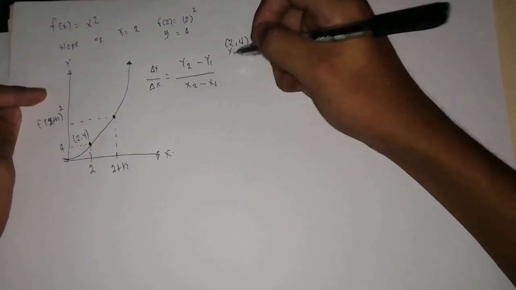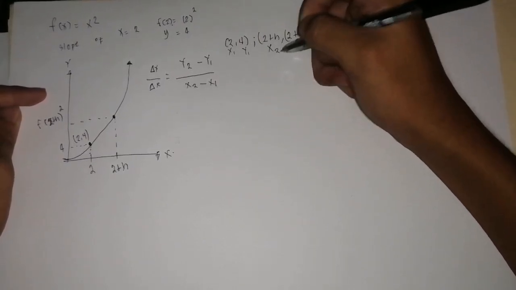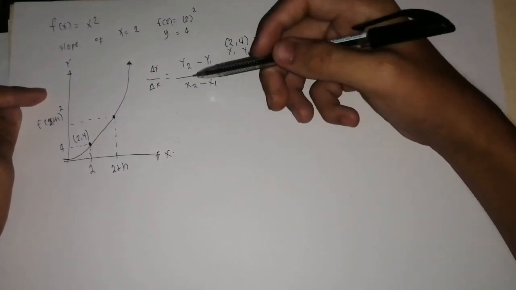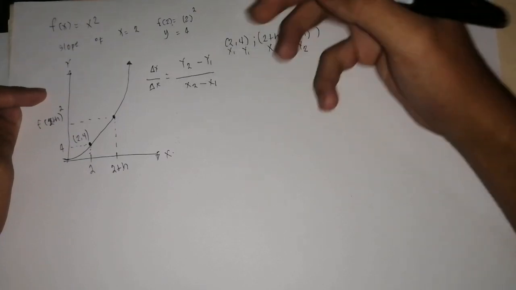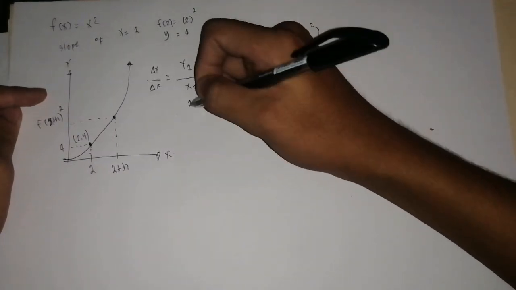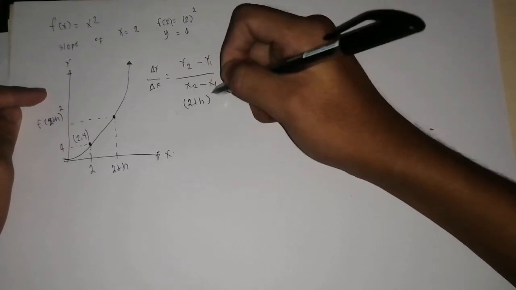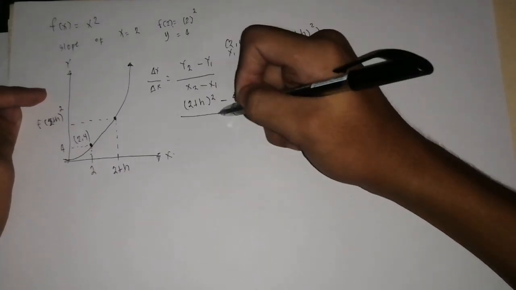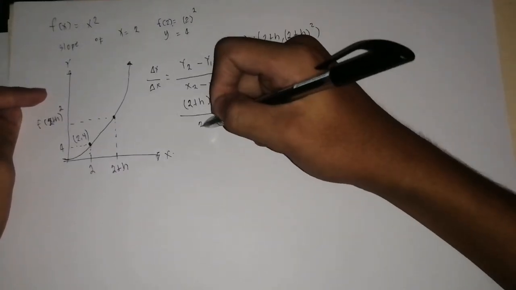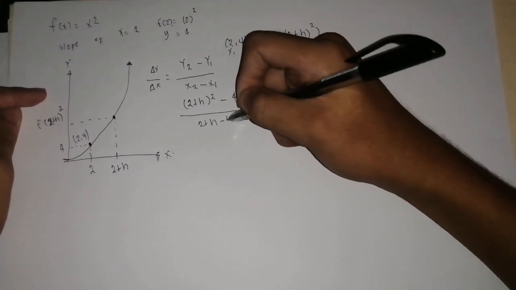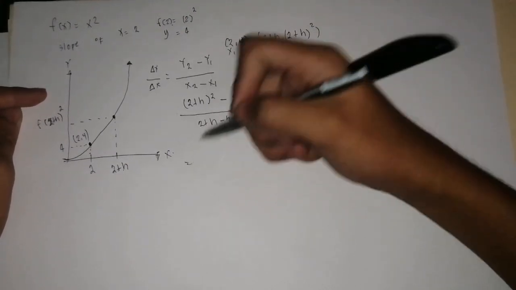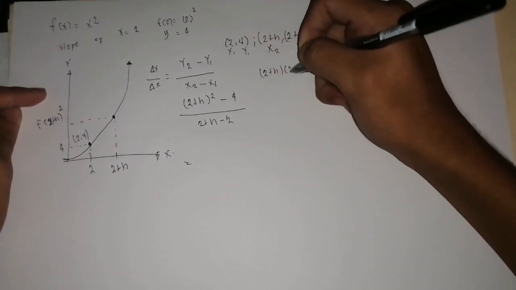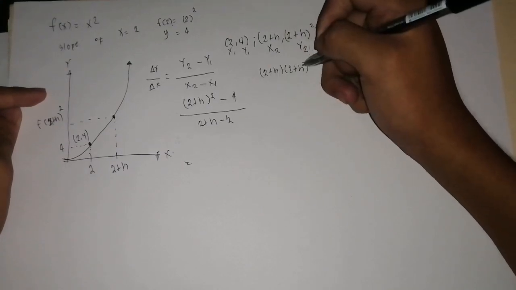So, this is x sub 1, this is y sub 1, this is x sub 2, this is y sub 2. Then, kung ano yung nandito, ilalagay lang natin siya dito kung ano yung naka-assign. So, yung y sub 2 daw is (2 plus h) squared minus 4, which is yung y sub 1, all over 2 plus h minus 2. Then, sagutan lang natin siya. (2 plus h) squared is the same thing as (2 plus h) times (2 plus h). Then, gamitan natin siya ng FOIL method.